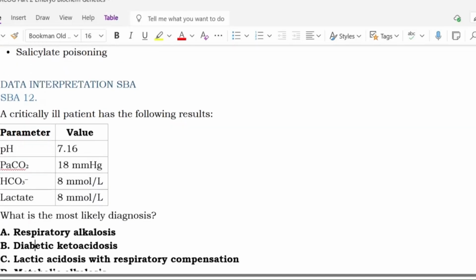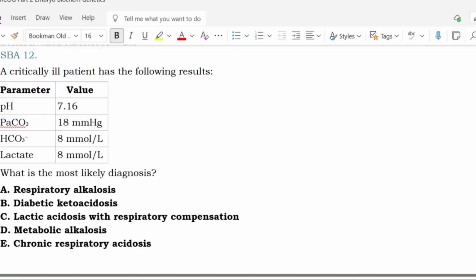Next. A critically ill patient has the following results. pH is 7.1, which is decreased. PaCO2 is 18 mm of Hg, also decreased. Bicarbonate is 8 millimole per liter, also decreased. Lactate is 8 millimole per liter. What is the most likely diagnosis? It is acidosis, PaCO2 is decreased, bicarbonate decreased. Metabolic acidosis. Lactic acidosis with respiratory compensation.